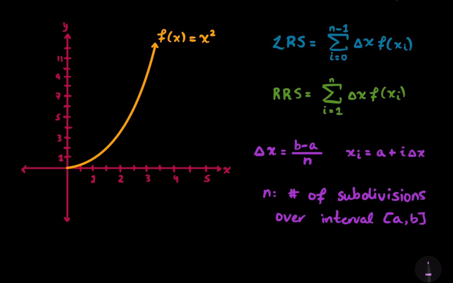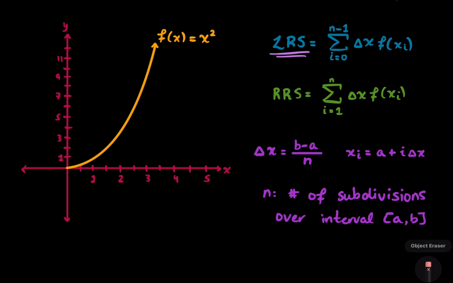Whenever we have a left Riemann sum, and this left Riemann sum has to be uniform with n subdivisions, then the general formula to represent this Riemann sum in sigma notation is going to be the sum from i equals 0 to n minus 1 of delta x times f of x sub i. And we're going to see what these different variables mean in a second.